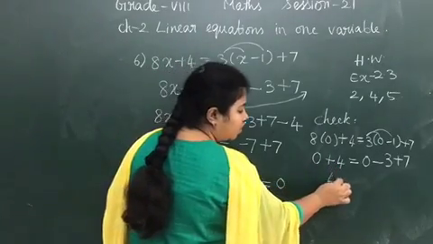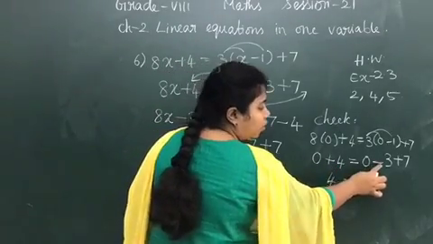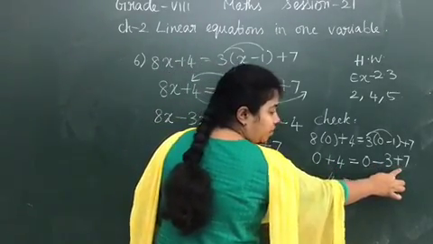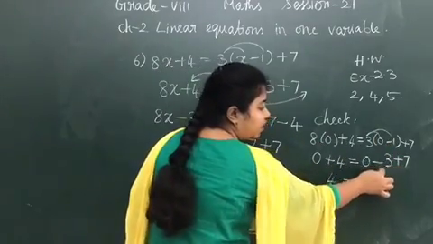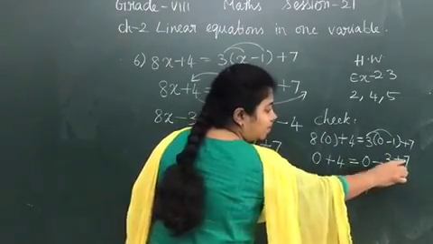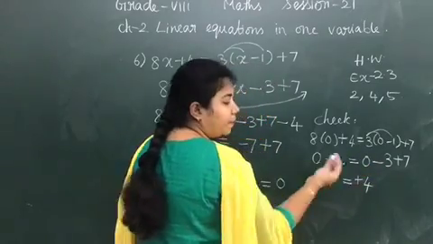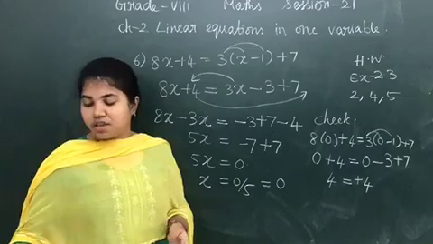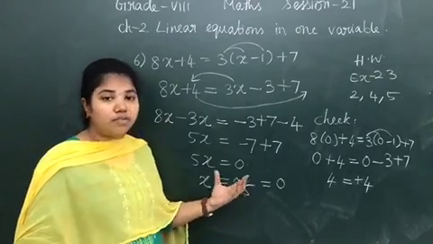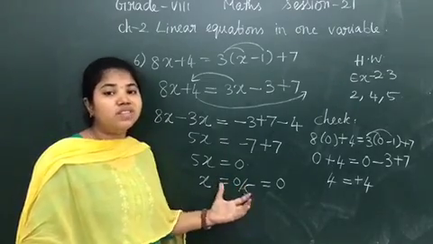0 plus 4 is 4, which is equal to 1 negative and 1 positive number. Subtract and write the bigger number sign. Subtraction of 7 and 3 is 4 and the bigger number sign is plus. So 4 and plus 4 are same. So my LHS is equal to RHS. So the found answer x is equal to 0 is correct.